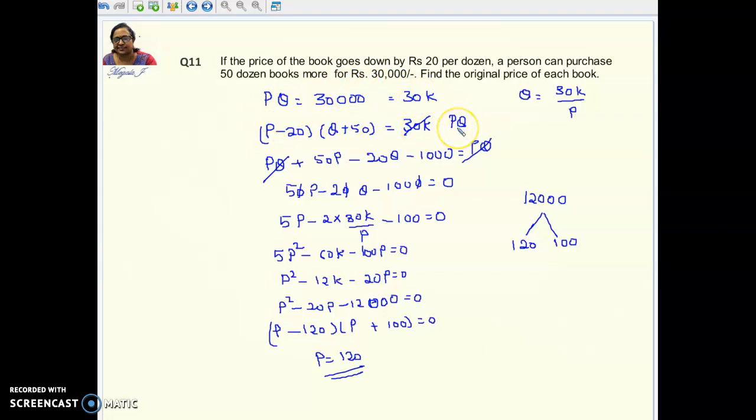I'm writing this as PQ because when you solve this, you get one more PQ here and that will get cancelled. Now you expand this: P into Q is PQ, and this is 50P. This minus 20 into Q is minus 20Q, and the other one is minus 20 into 50, which is minus 1000, equal to PQ. These two will get cancelled, and the balance is 50P minus 20Q minus 1000, where the zeros you can remove. That's what I have done here. So 5P minus 2Q minus 100 equal to 0. Now you have two variables and one equation.